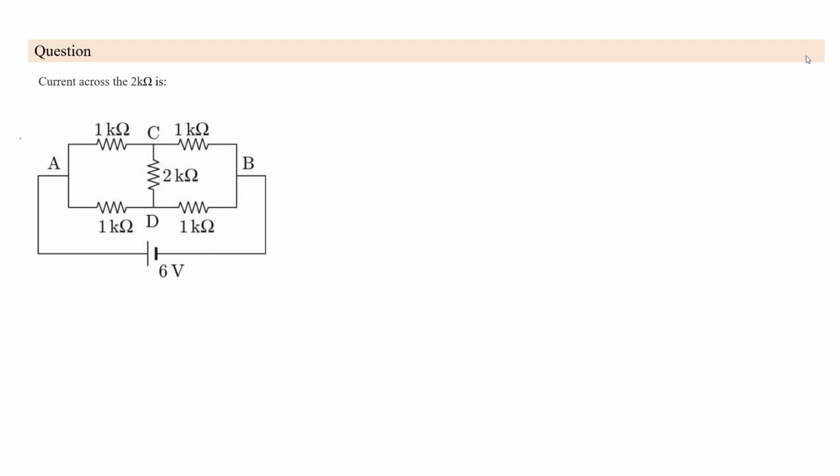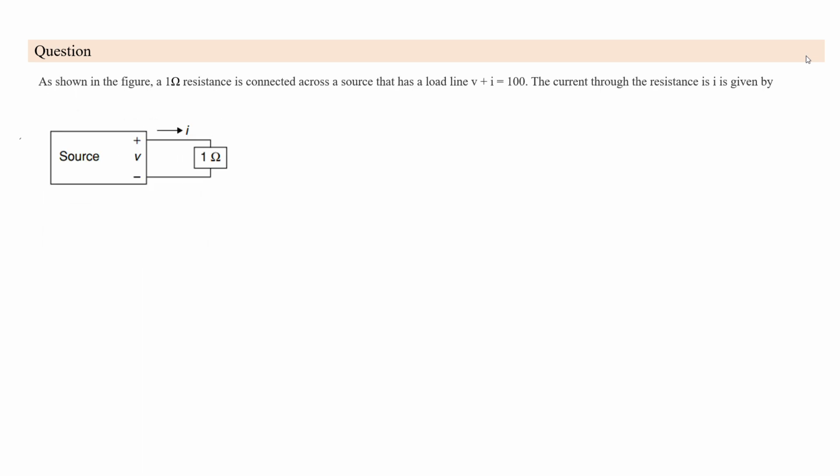Similarly, you have to find the current across this 2 kilo ohms. Here also, you can see that a Wheatstone bridge is formed. So between C and D, no current will flow across the 2 kilo ohms, applying the concept of the Wheatstone bridge. Similarly, this question is also similar to that.